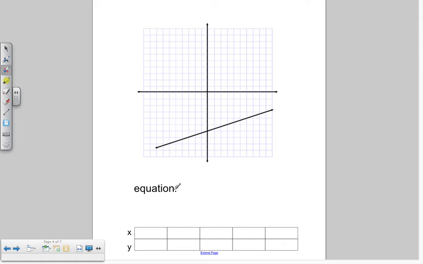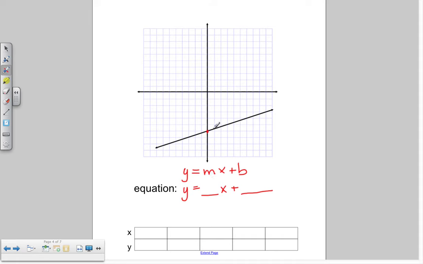So remember, slope-intercept form: y equals mx plus b. I know my equation has to have a y, an equals, and an x. But I can figure out the m and the b just by looking at my graph. Remember, m is slope, so what's the slope of this line?